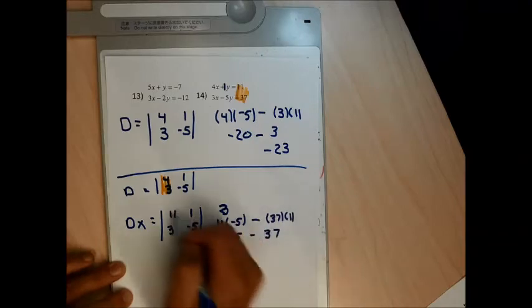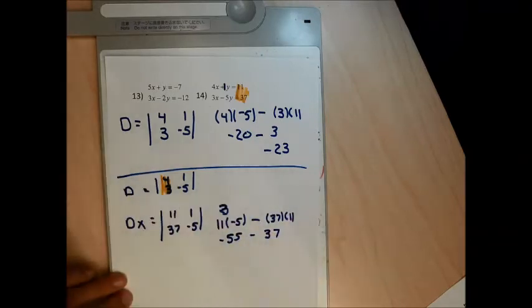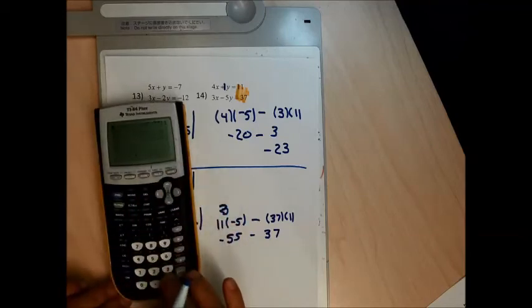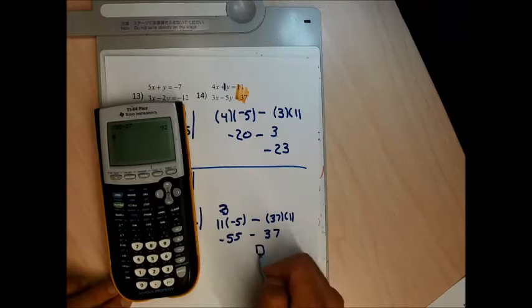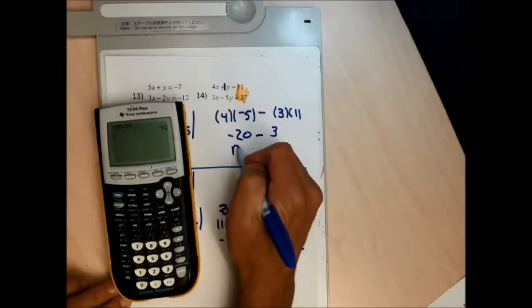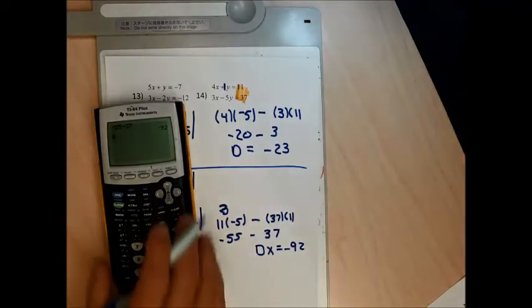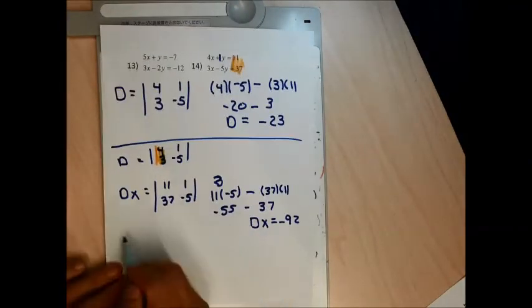That's going to give me minus 55 minus 37. Really afraid to do that. So minus 55 minus 37, I get minus 92. So D sub x is going to be minus 92. D is minus 23. Done with this whole middle bank.